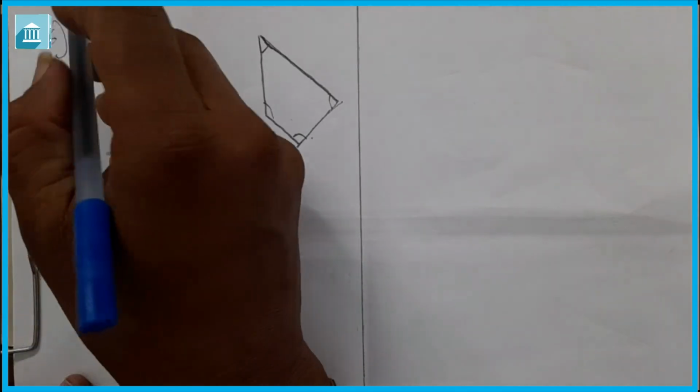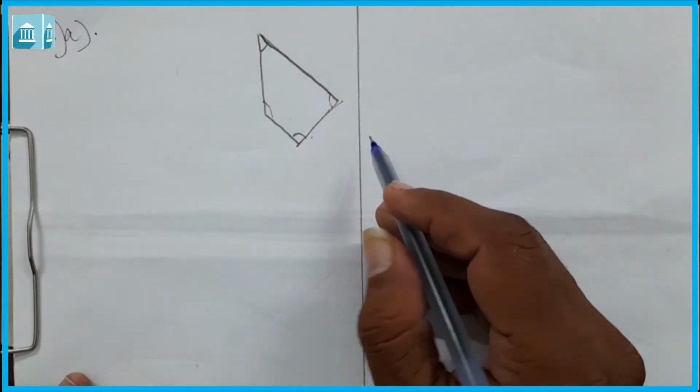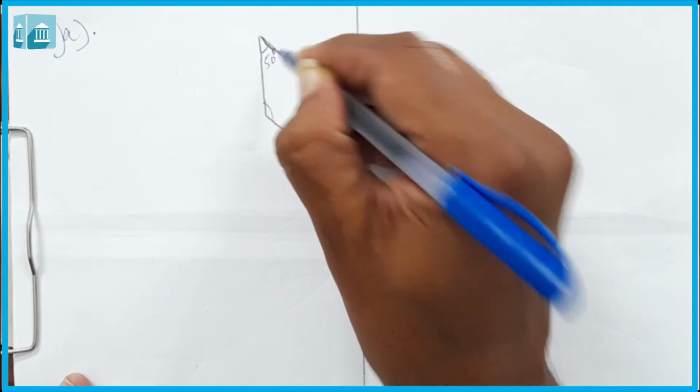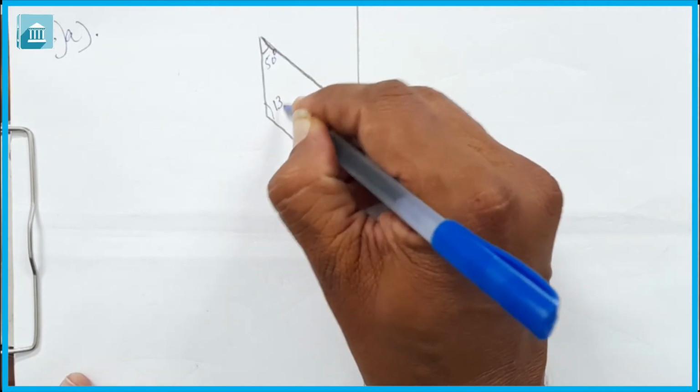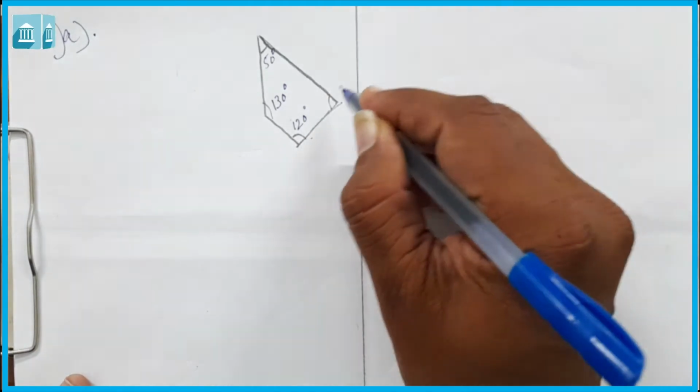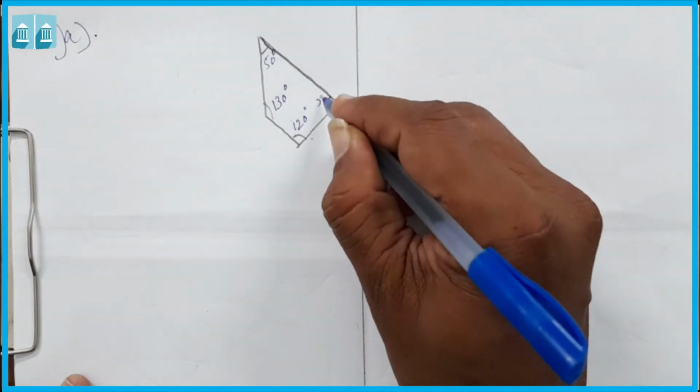Now let us come to question number 6. Question number 6 says: find the angle measure of x in the following figure. Here some figure is given and we have to find x. In A, a figure is given where this angle is 50 degrees, this is 130 degrees, this is 120 degrees, and this is x.